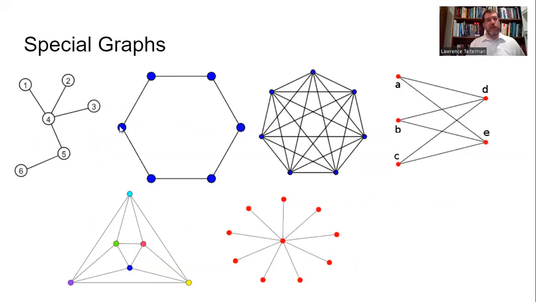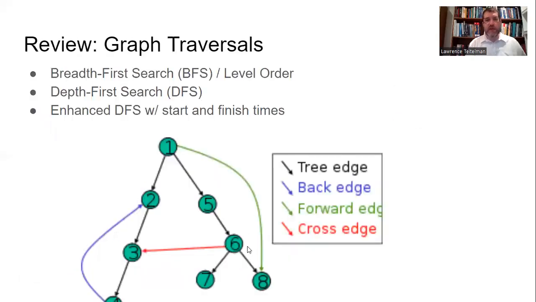So here you see it. Here is a tree. Here is a cycle. Here is a complete graph, looks like order 7. This is a bipartite graph, looks like a complete bipartite graph, 3 by 2. This graph, I don't know if you can tell what it is, but that is a regular graph, right? Each vertex has 4 neighbors, all right? And finally, we have the star graph over here.